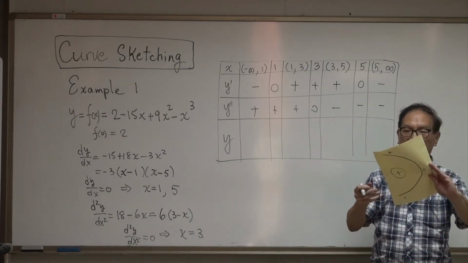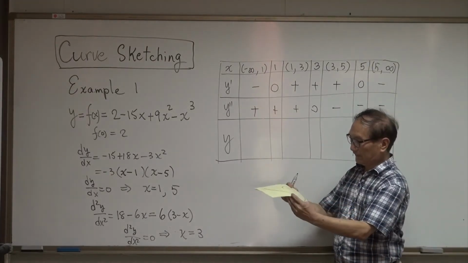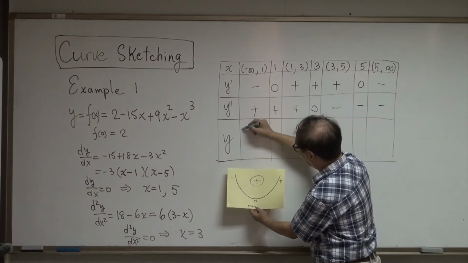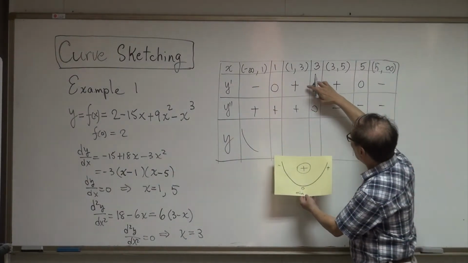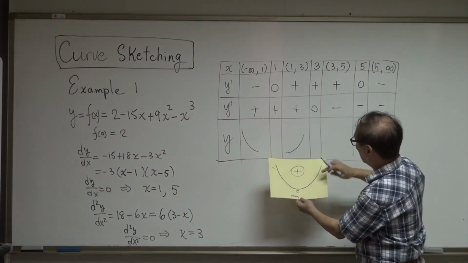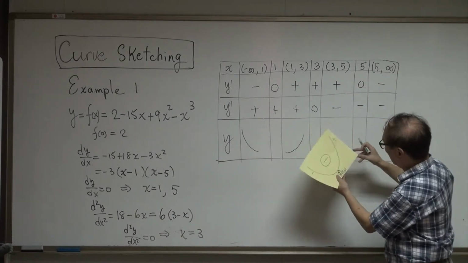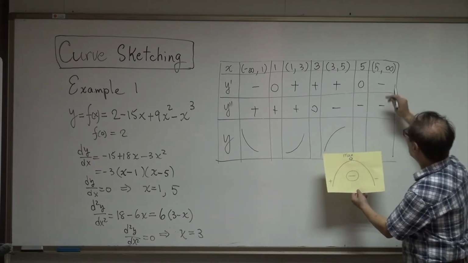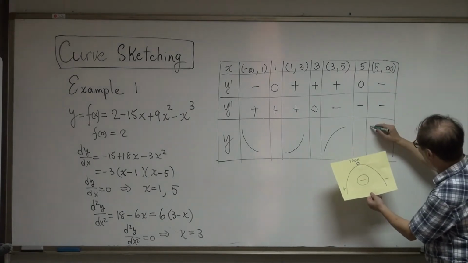Then we use this dictionary. Second derivative is positive, first derivative negative. So this is the shape. And second derivative positive, first derivative positive. This is the shape. And second derivative is negative, first derivative is positive. So this is the shape. Second derivative is negative, first derivative is negative. So this is the shape.